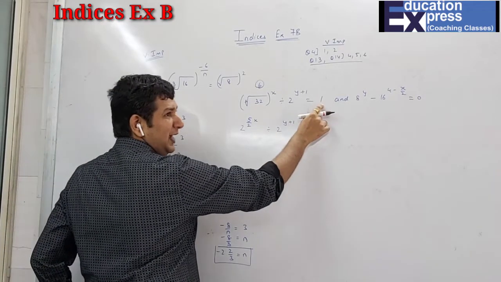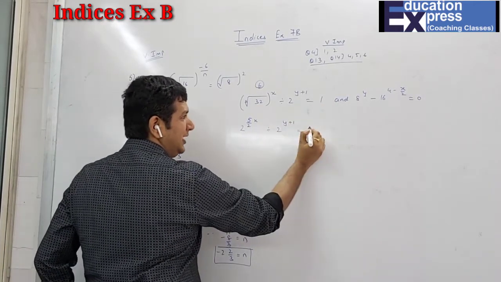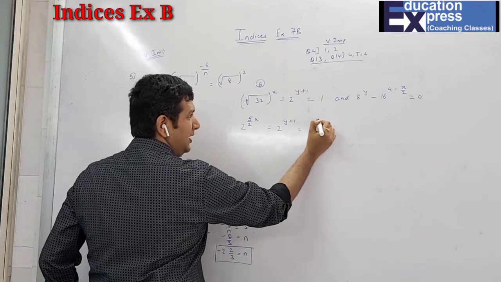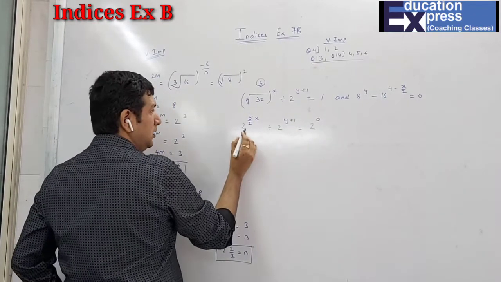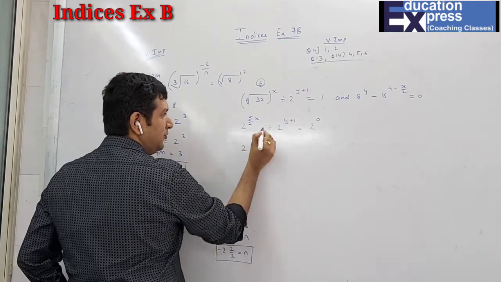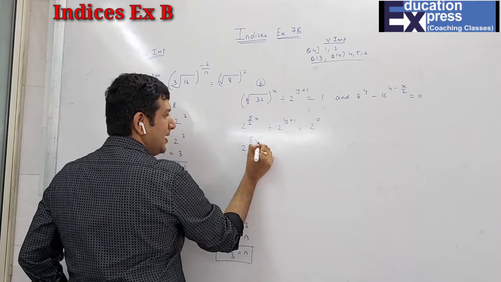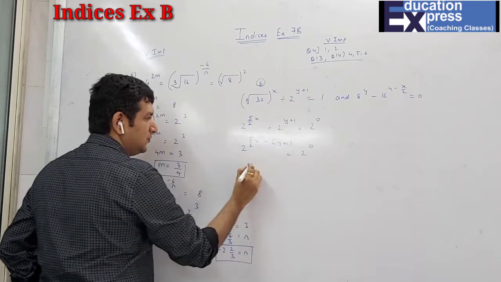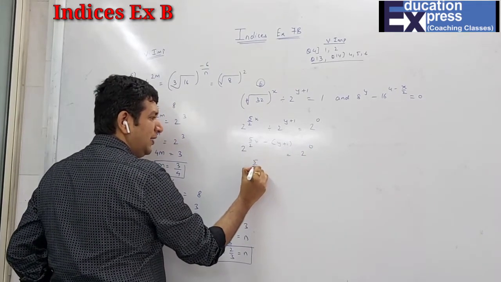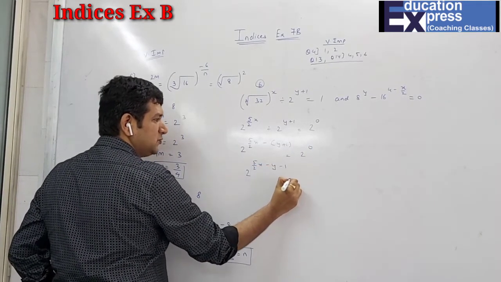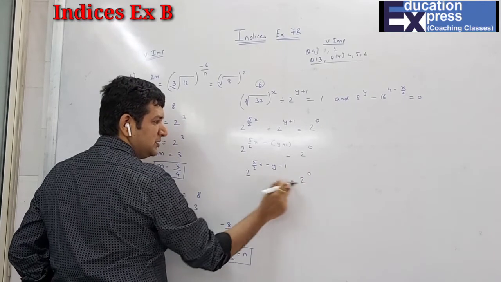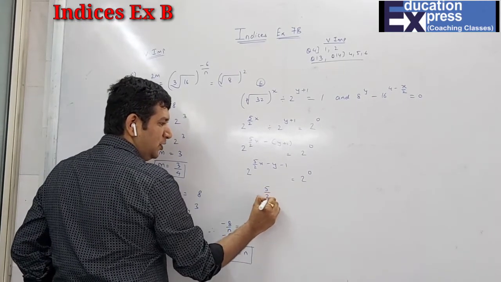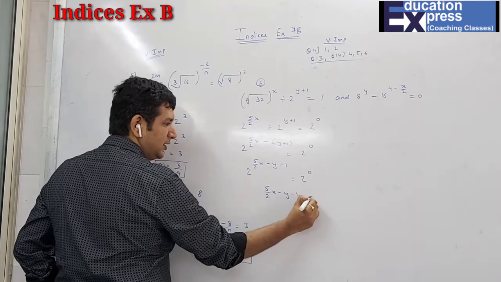So instead of 1, I don't want 1. I want the base as 2. I can take 2 and the power will be 0. So here, now the bases are same. Division sign, I will subtract, and it's 2 raised to 0. So now 2 raised to 5 by 2x minus y minus 1 equals 2 raised to 0. Bases are same. So 5 upon 2x minus y minus 1 equals 0.